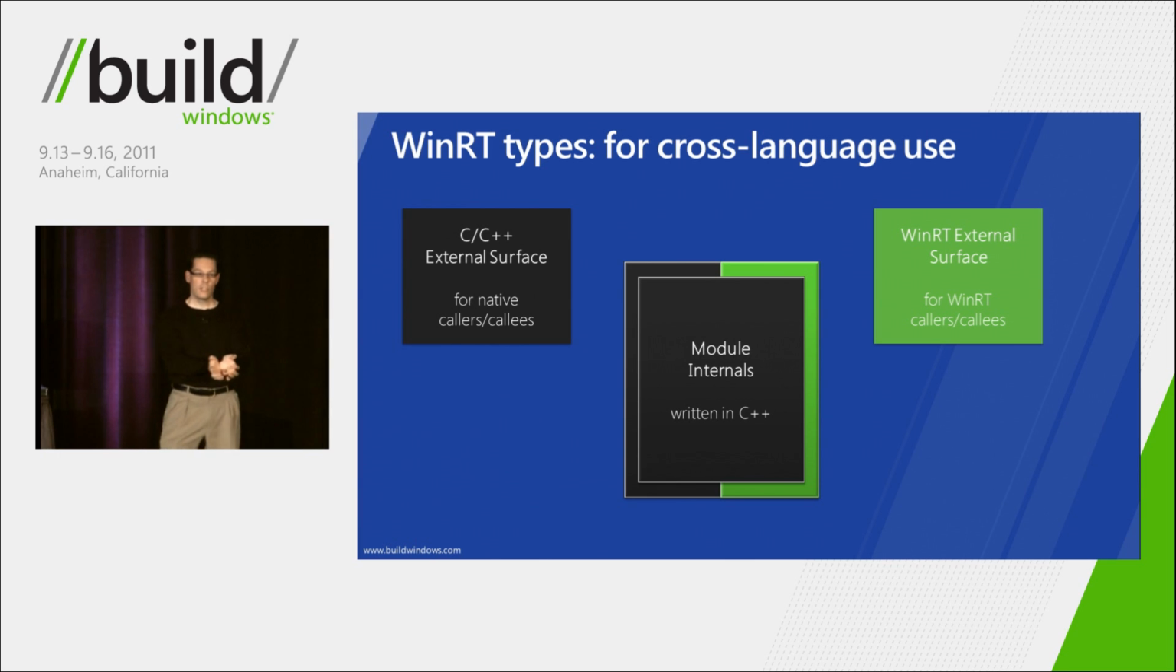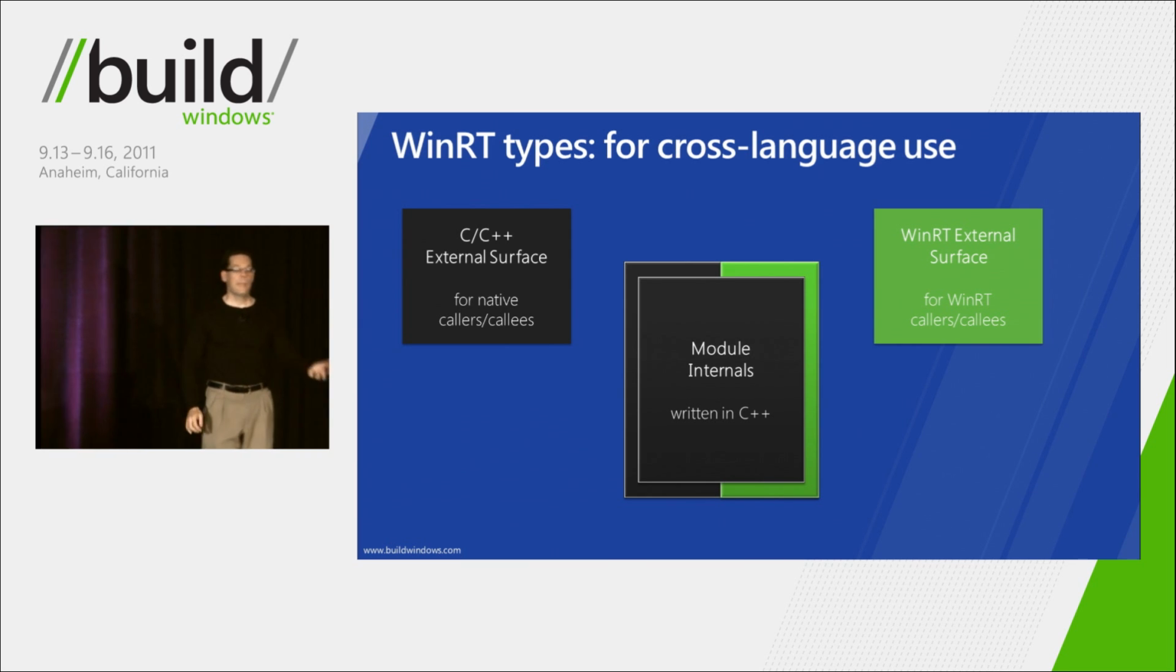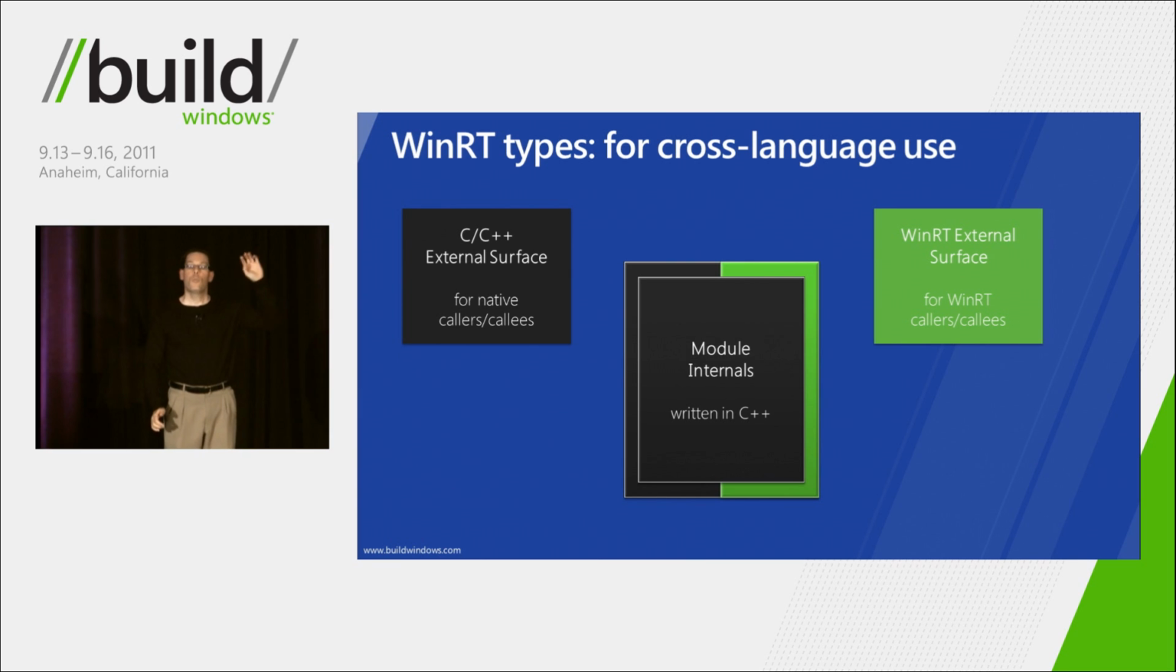On the internals of your boundary and on the surface area of your boundary that you're presenting the usual way that we always have to other languages, say through a flat C interface, for native callers and callees. But now, where do WinRT types come in? Again, they come in on the boundary. It's when you want to talk to something that is not necessarily C++, compiled with the same C++ compiler and switch settings. You want something that's ABI safe.